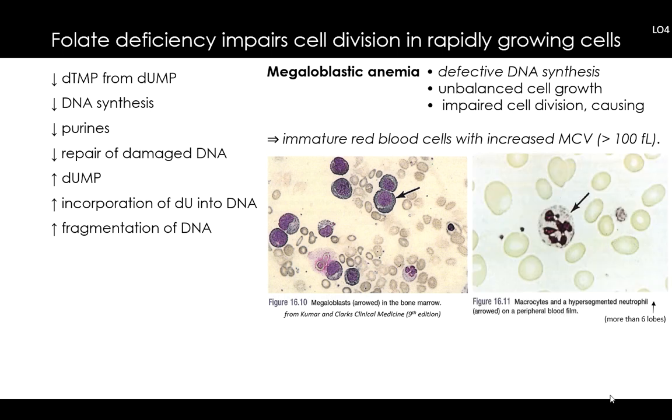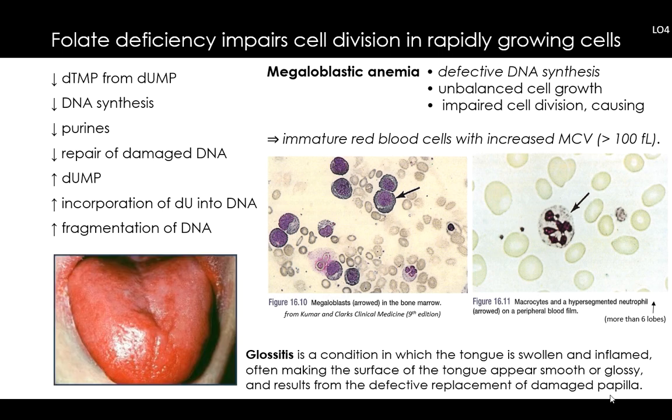Folate deficiency also affects other hematopoietic cells and results in the appearance of hypersegmented neutrophils in the peripheral circulation, as shown at right. Folate deficiency may also result in glossitis, which is a condition where the tongue becomes inflamed and swollen, making it appear smooth or glossy, and this results from the defective replacement of damaged papillae. Glossitis may also result from other causes such as allergies, infections, or iron deficiency.